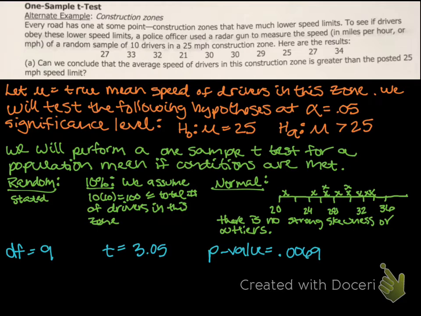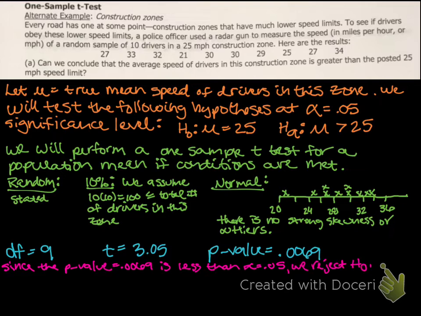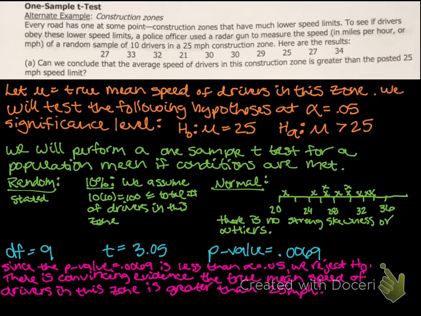Okay, so let's write our conclusion. Since the p value of 0.0069 is less than alpha equals 0.05, we what? We reject H sub O. There is convincing evidence of what? Convincing evidence of the alternative. That the true mean speed of drivers in this zone is greater than 25 miles per hour. Okay? All right, next example.